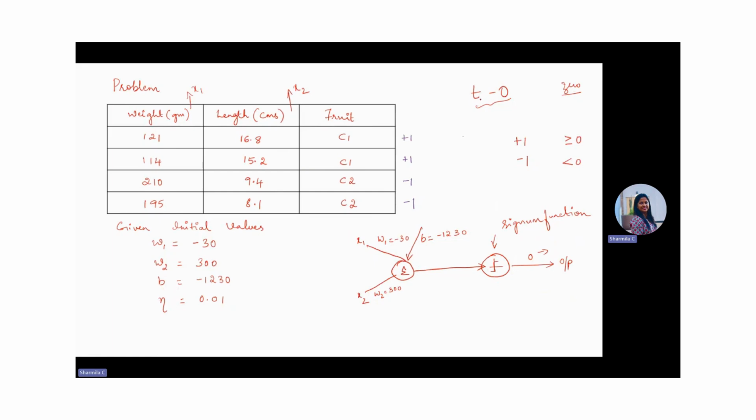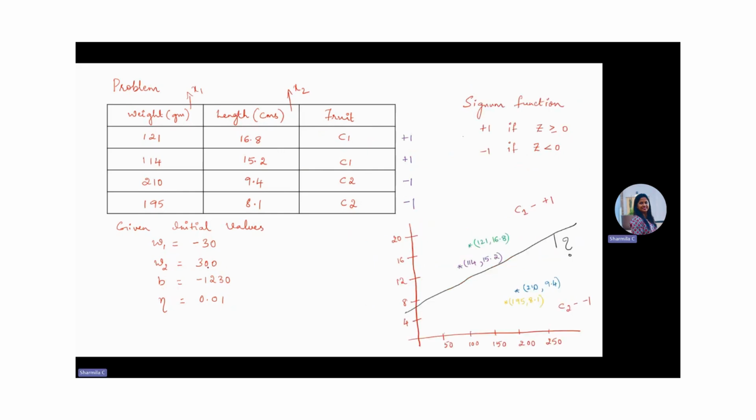Since I need to check the target value with the obtained value from the neuron, I need numerical values. Whichever fruits belong to the first category C1, I'll represent with +1. Whichever fruits belong to C2, I'll represent with -1. Finally we'll see whether we get +1 or -1. If the final answer is +1, then I'll classify that fruit as C1, otherwise as C2. So these are the initial values that are given.